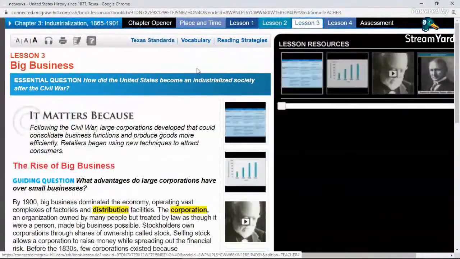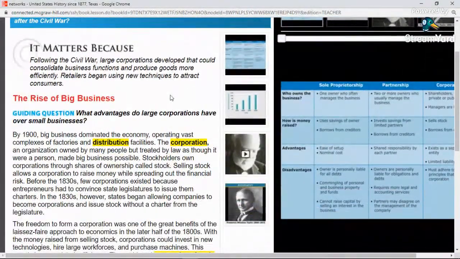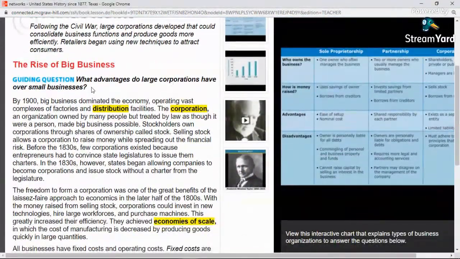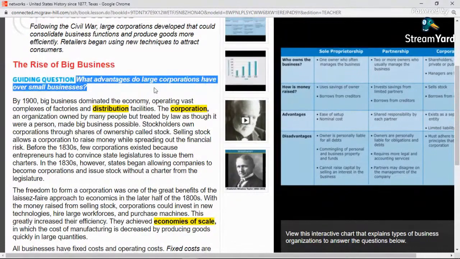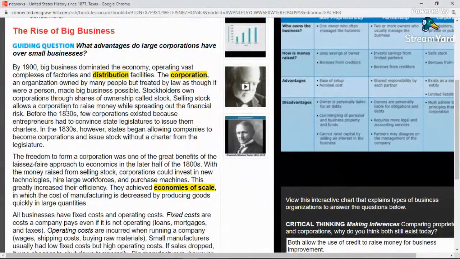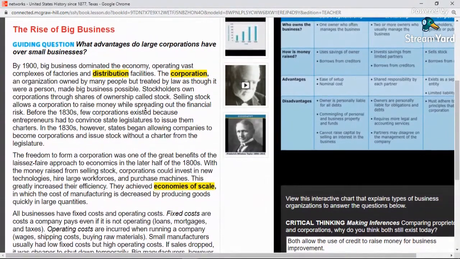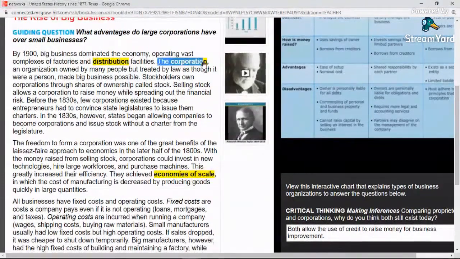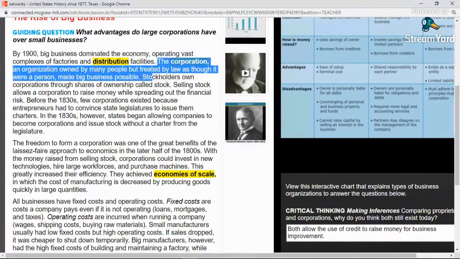Lesson 3, big business. Well, there's our question. What advantages do large corporations have over small businesses? Well, big businesses were dominating at the time. Factories and distribution facilities. And this was the start of corporations. And I would put that in your notes.